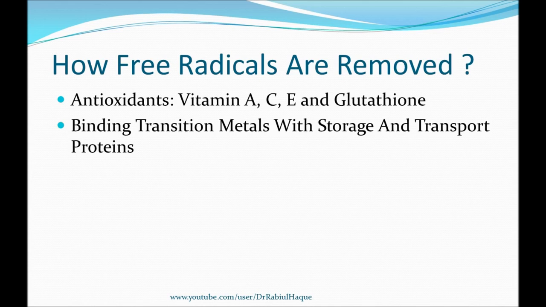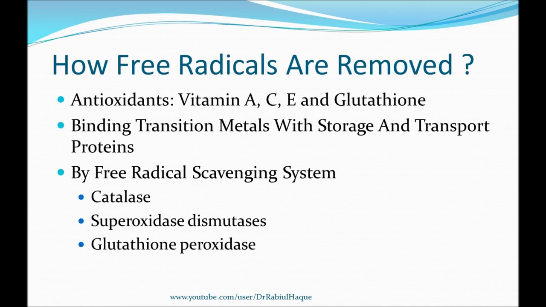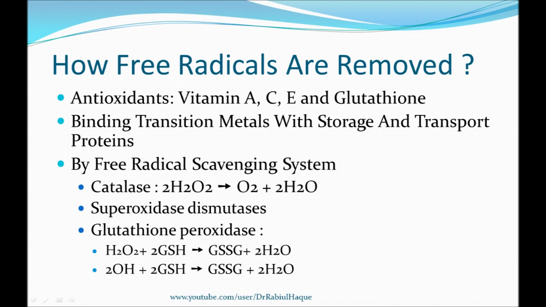The next mechanism of free radical removal includes the free radical scavenging system, and that is mainly made up of a series of enzymes. They will include catalase, superoxide dismutase, glutathione peroxidase, etc. So what is the function of catalase? They are found in peroxisome, and they break down hydrogen peroxide into oxygen and water as seen in this reaction.